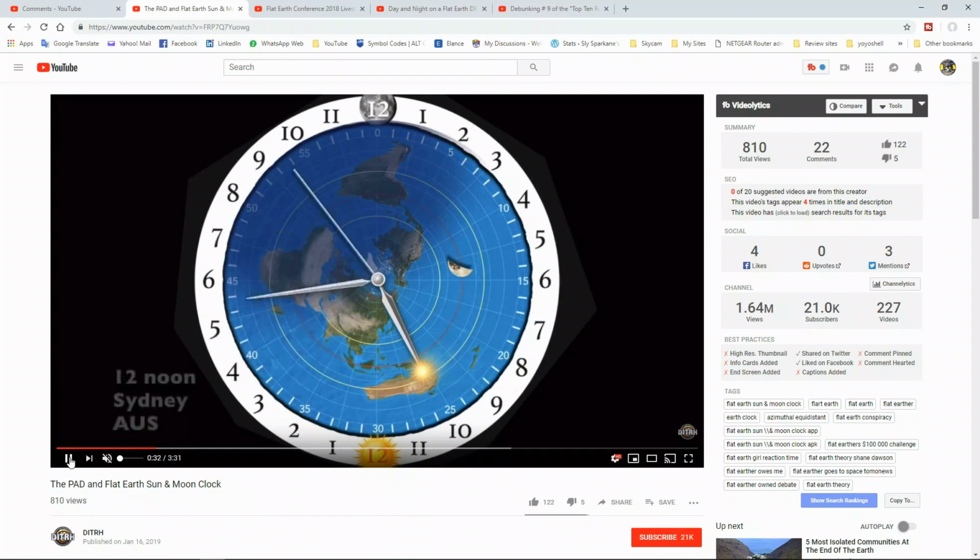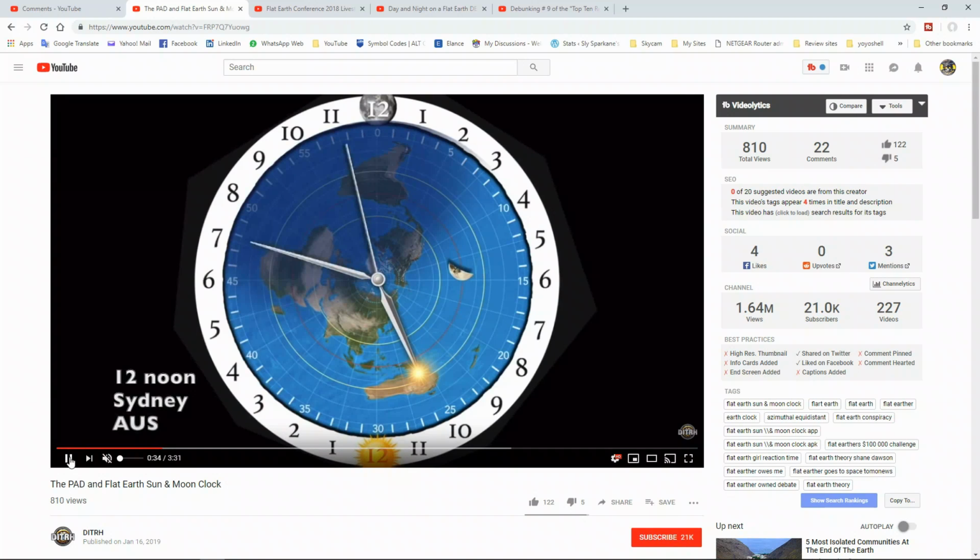But hold on. This gets better. 12 noon in Sydney, Australia. Okay. But if you back right now, and you can look this up as well, right now, 12 noon in Sydney, Australia, yes, the sun will be to the north. However, it rose south of east and set south of west, which is not happening in this model. Period.